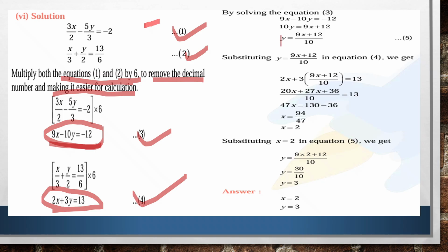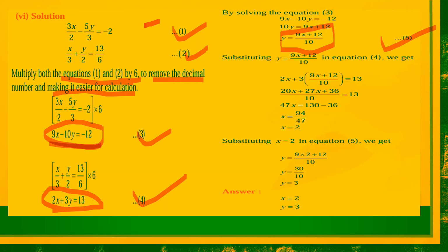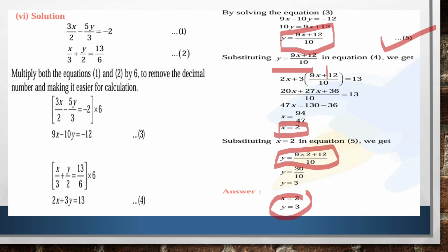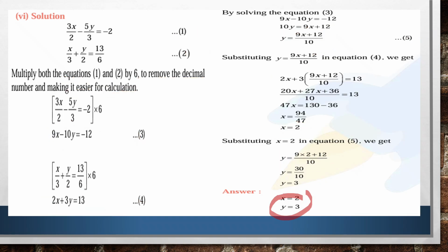Now by taking equations 3 and 4, I can solve it easily. By interchanging, you will get y is equal to 9x plus 12 divided by 10. Now substitute the value of y in the equation. Then you will get x is equal to 2. If you know the value of x, substitute it to get y, and you will get y is equal to 3. So x is equal to 2 and y is equal to 3 is the answer for the sixth problem of the first main problem of exercise 3.2.